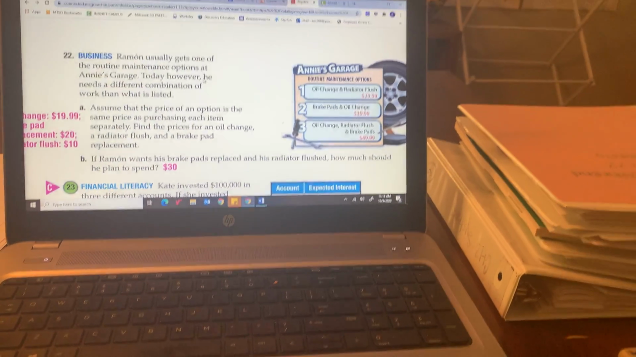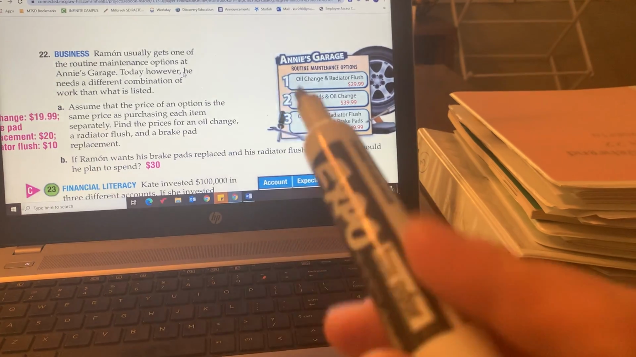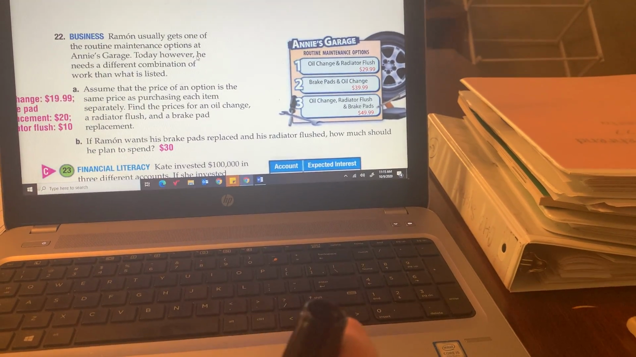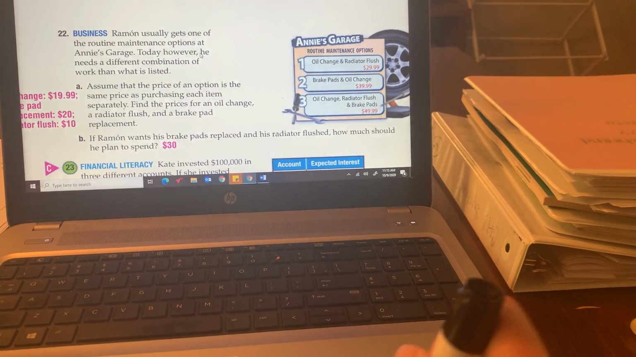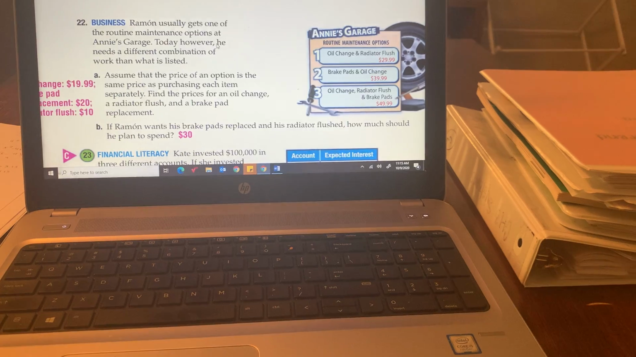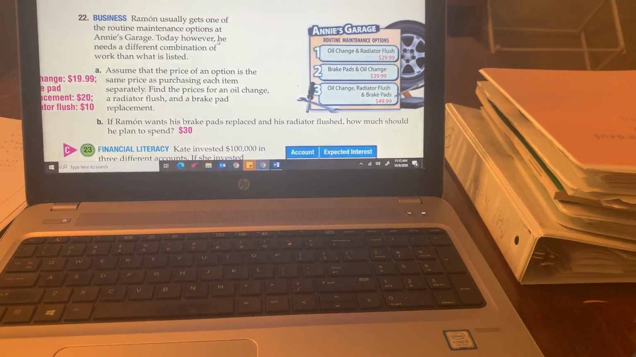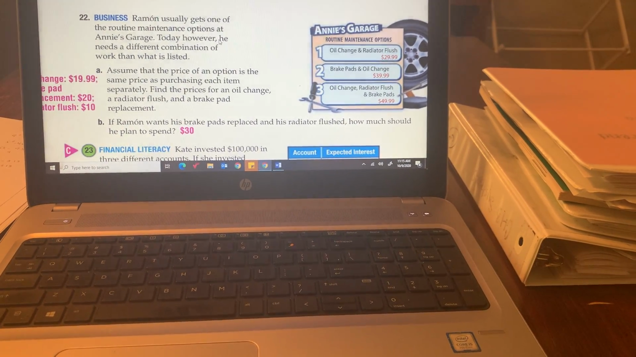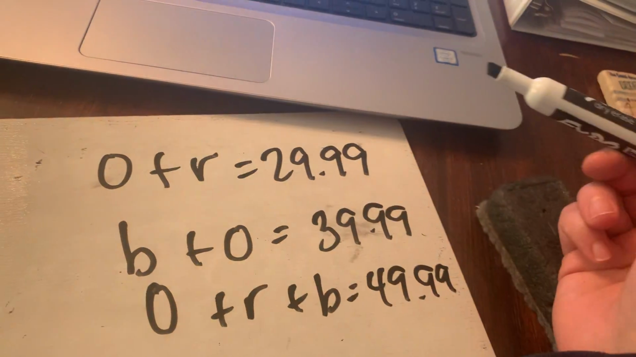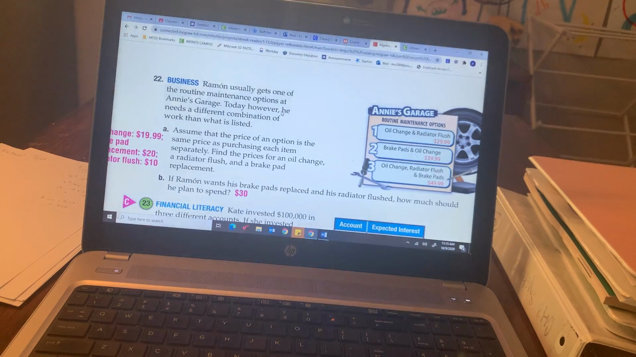So up in the picture, this is what I don't like about the textbook. Your equations are coming from this picture. Oil change, radiator flush is $29.99. Brake pads B plus oil change is $39.99. Oil change plus R plus B is $49.99. So that's where those equations are coming from, that picture.